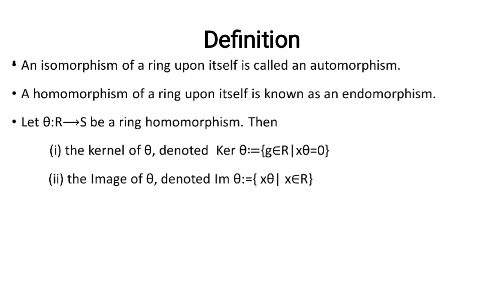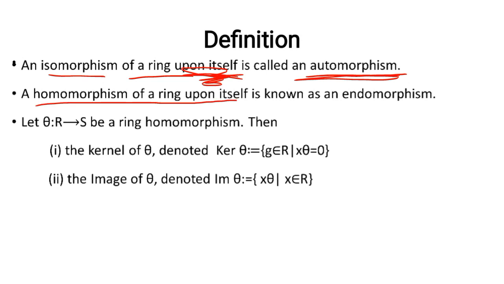So the next definition you need to know is an automorphism. When do we have one? An isomorphism of a ring upon itself is called an automorphism, meaning it's a homomorphism, it is injective, and it is surjective, and it is acting upon itself. A homomorphism of a ring upon itself is known as an endomorphism. Did you see that part? It's acting upon itself, so it is an endomorphism. But if it so turns out that it's a homomorphism, injective and surjective, we then have an automorphism based on the fact that it acts upon itself.